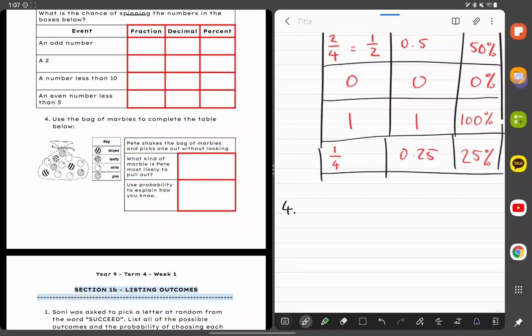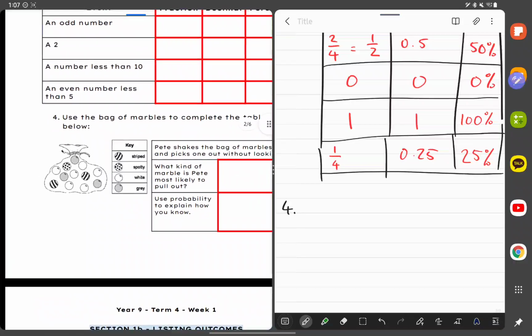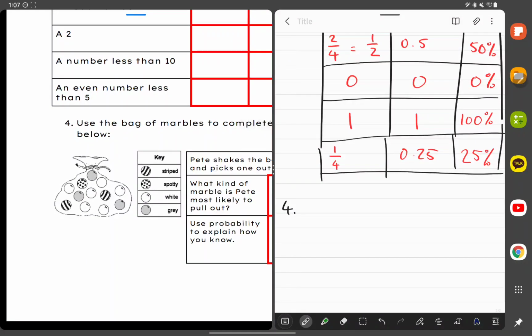So let's have a look at the picture there. Which one is Pete most likely to pull out? We have 4 types, and we look at them. Which one is the most common? I'm going to say it's white. Because it's random and Pete is not looking, the marble type there are more of will be the one that Pete is more likely to take out.